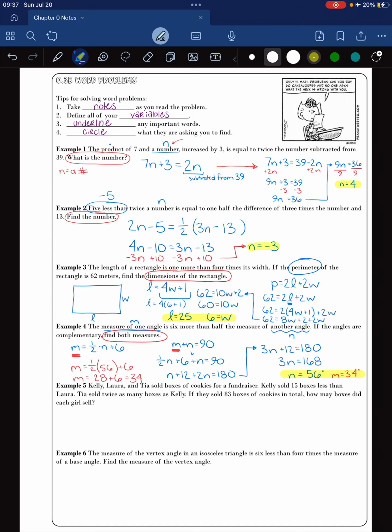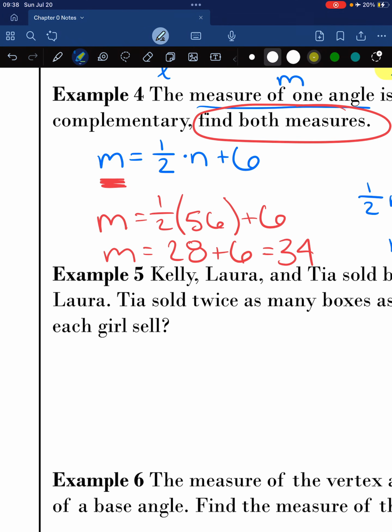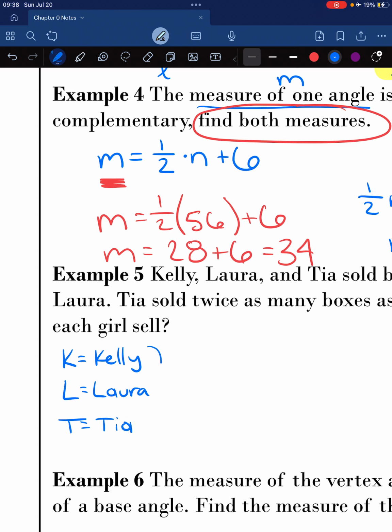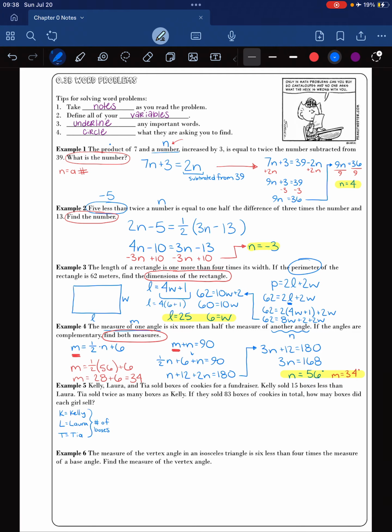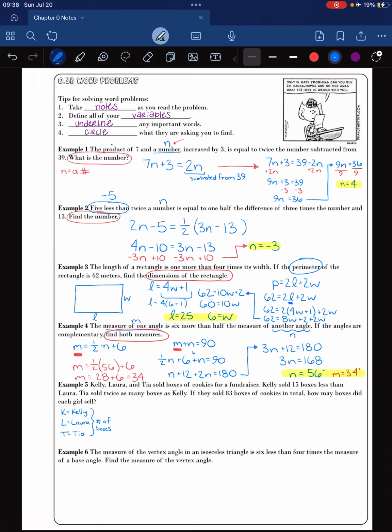Okay, Kelly, Laura, and Tia sold boxes of cookies for a fundraiser. Kelly sold 15 boxes less than Laura. Okay, so it looks like I need 3 variables. It looks like I have Kelly, Laura, and Tia, and I'm talking about the number of boxes. So K, L, and T, number of boxes, just so I can keep track of what those mean.